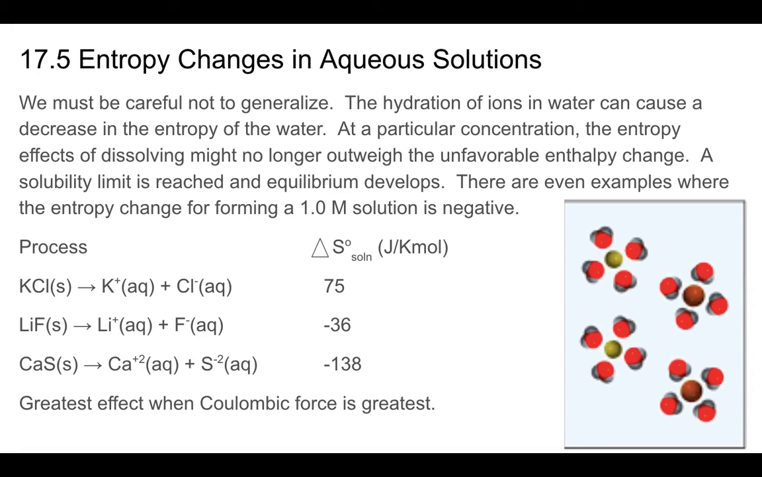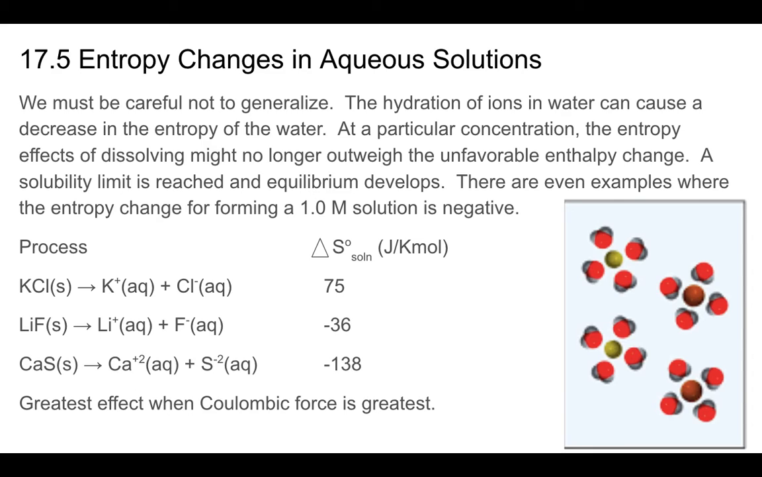Now we have to be careful here not to generalize, because not every ionic solid has a positive delta S of solution. Now this may be surprising to some people. You may think, well, a crystal is ordered, dissolved is not ordered. So what's going on? Why wouldn't every ionic solid dissolving in water always give you a positive delta S? Well, that's a general rule of thumb that they will.